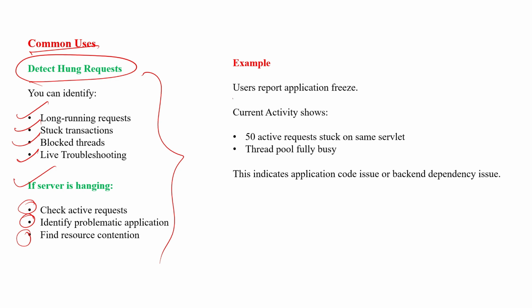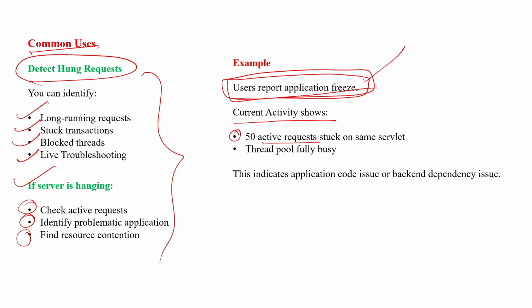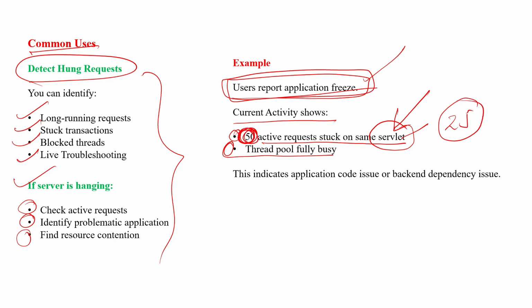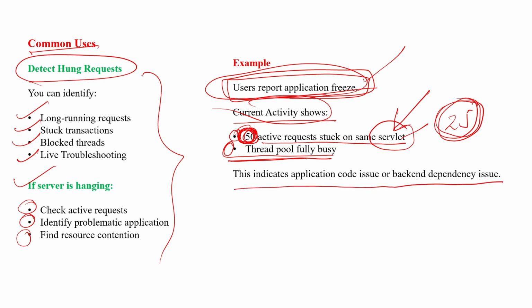Now, an example: suppose a user reports an application freeze. The user is trying to generate some report in the application, but it is freezing. So current activity shows 50 active requests stuck on the same servlet and the thread pool fully busy. The request is getting processed by the servlet, and for this servlet I may have 25 threads, and then 50 active requests are waiting. So my thread count for the servlet is 25, but 50 requests are waiting. Then definitely requests are going to freeze, or the user is not going to get the response, because all the threads are fully busy.